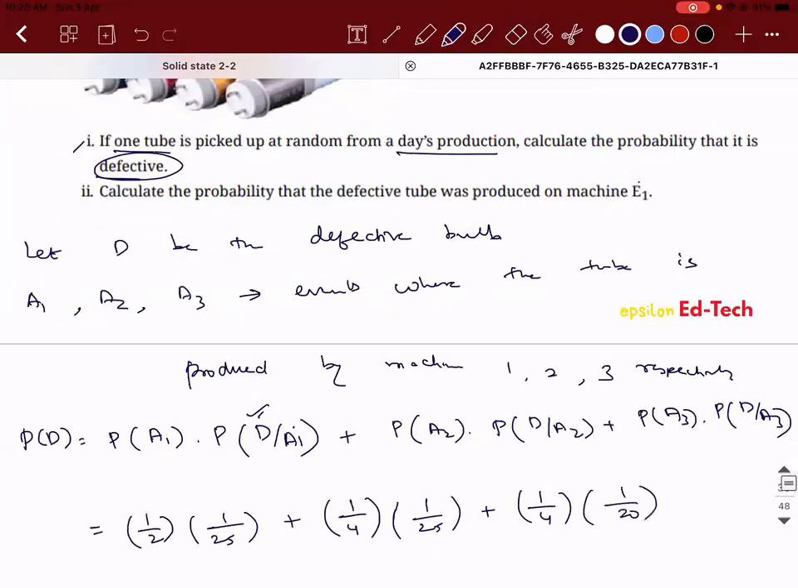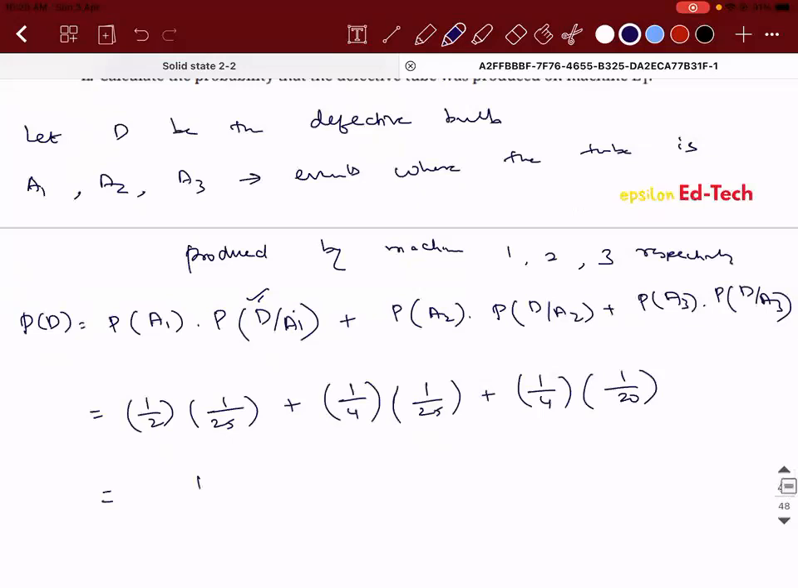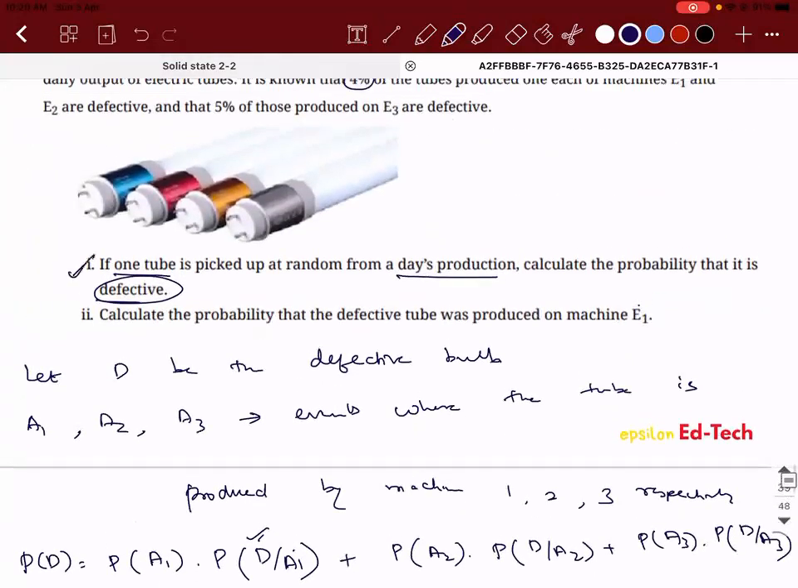1/20. Now I think you solve this, you will get the answer. 1/50 plus 1/100 plus 1/80. So how much is the answer you got? You told something, no? 17/400. So you solve this, you will get that only. 17/400. That is right. Okay. I hope this part is clear, right?